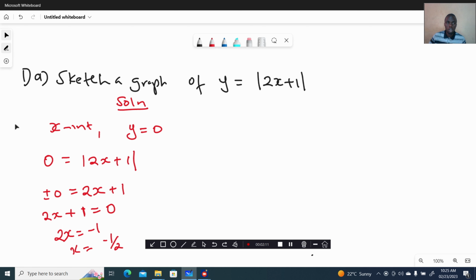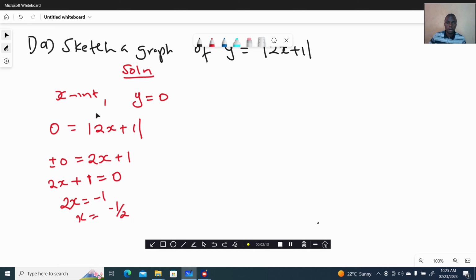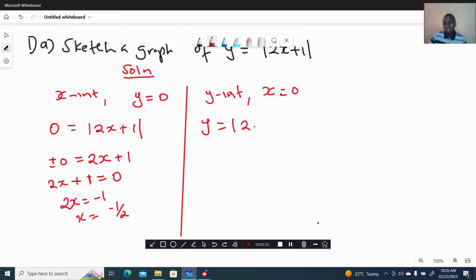So we have to go on and look for our y-intercept. How do we get the y-intercept? The y-intercept is the value of y when x equal to 0. So for this case, you're going to have y equal to the modulus of 2 times 0 plus 1, which gives you y equal to 1.